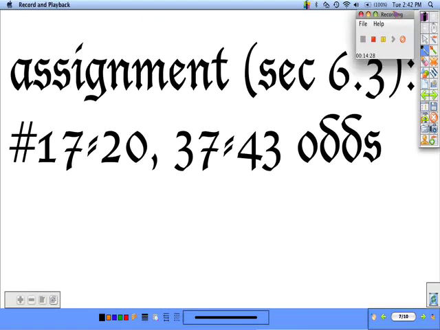Your assignment, the problems you should work on in 6.3, is 17 through 20 and 37 to 43 odds.